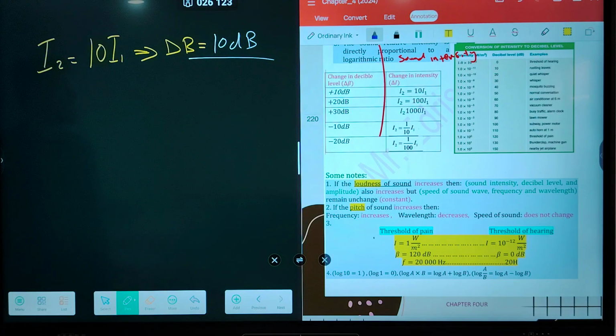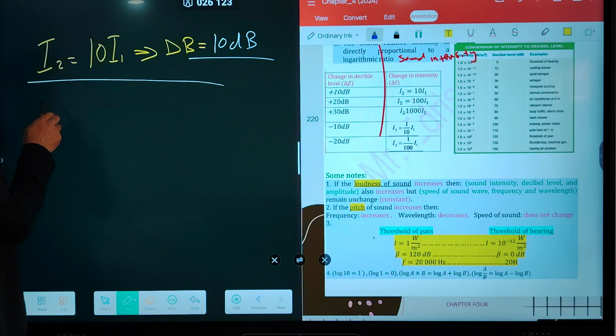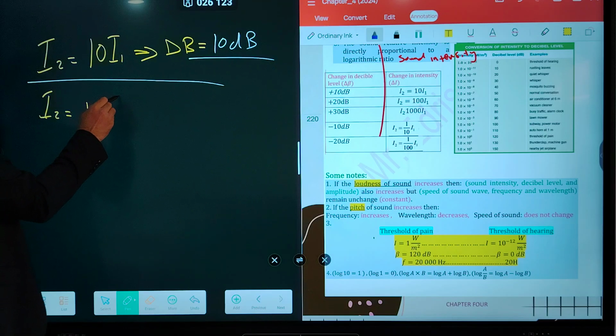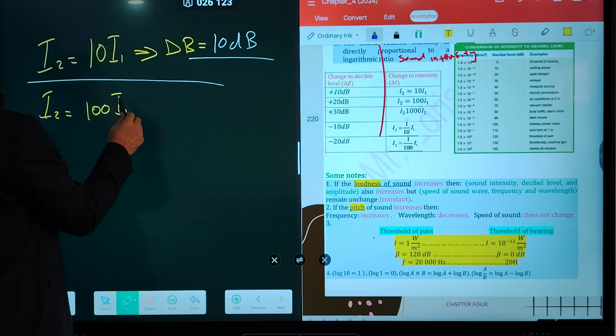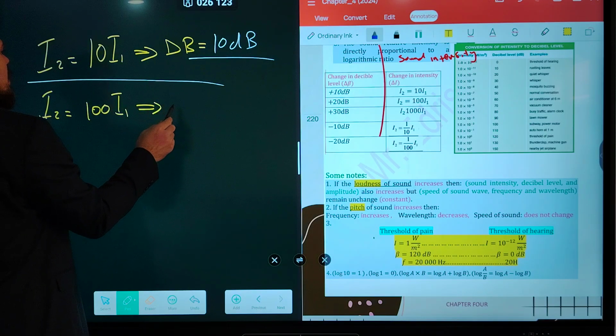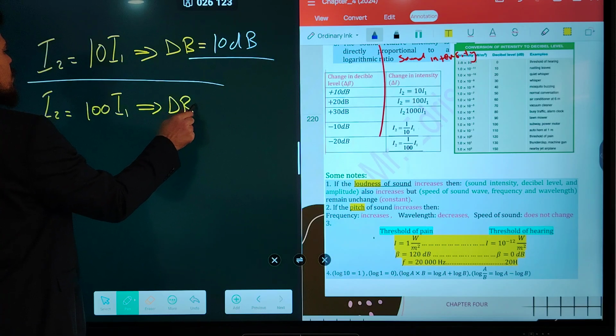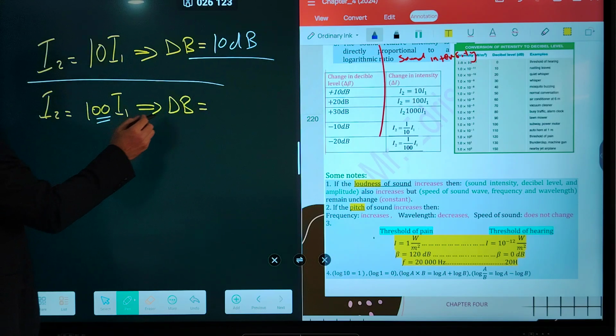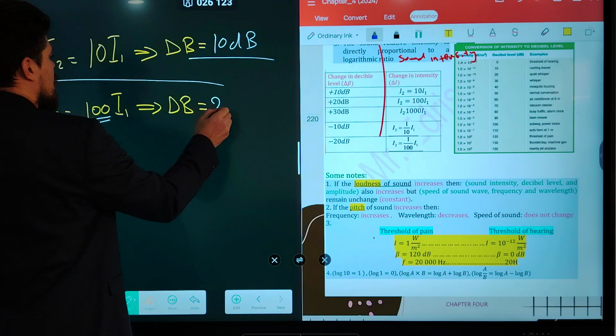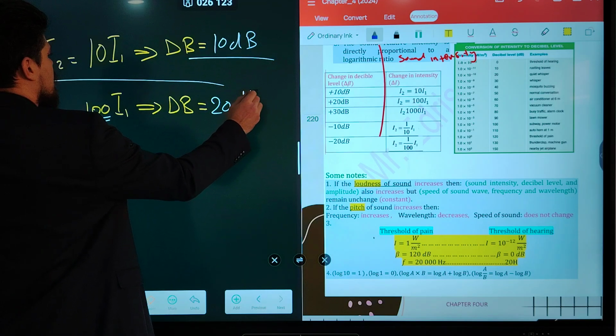When is the change in decibel level equal to 10 decibel? When the intensity of the second sound is 10 times the intensity of the first sound. The second one: when the intensity of the second sound is 100 times the intensity of the first sound, delta B is equal to what? How many zeros do we have here? 2. So this change becomes 20 decibel.